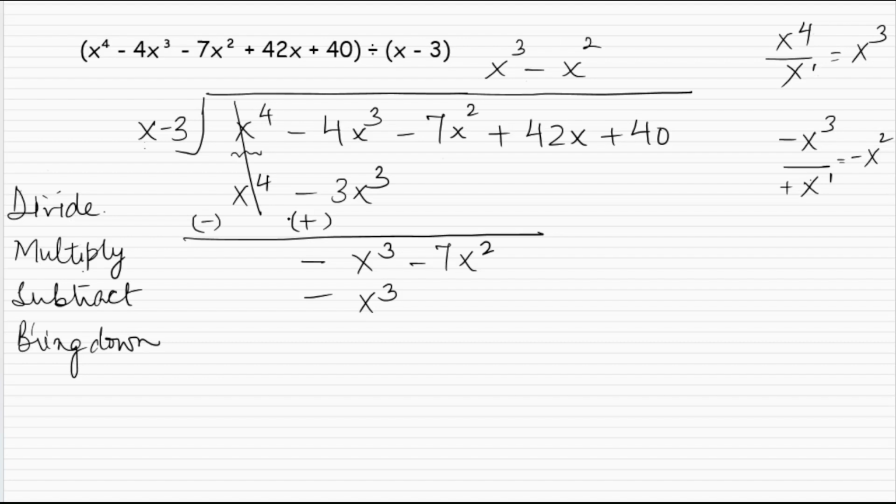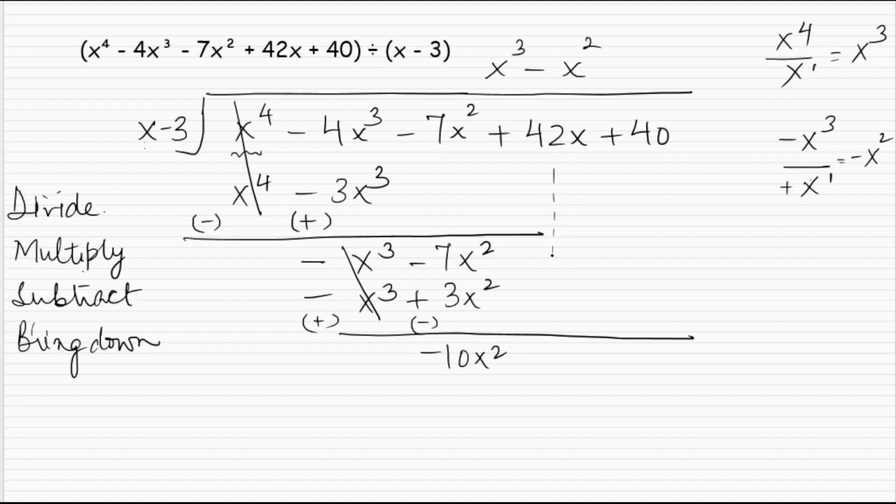It's minus x cube. What is multiplied by negative 3 times negative x square, which is equal to plus 3x square. Subtract. Change the signs. Minus x cube plus x cube cancel. Minus 7 minus 3 is minus 10x square. Bring down this term, plus 42x.